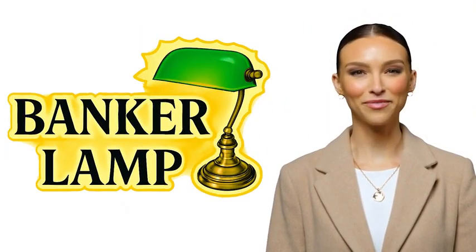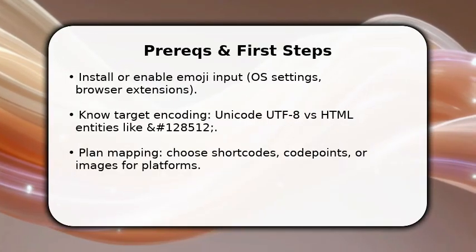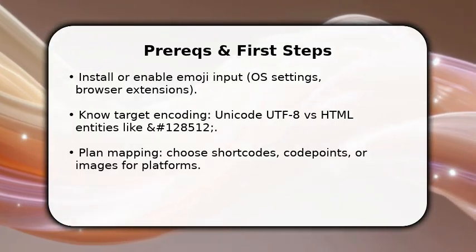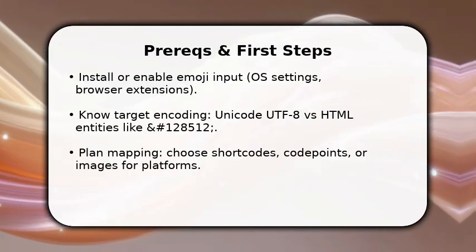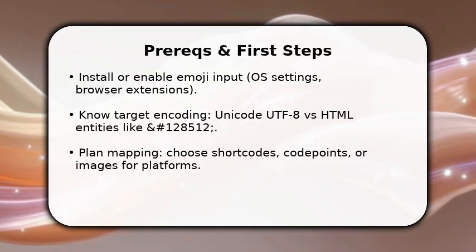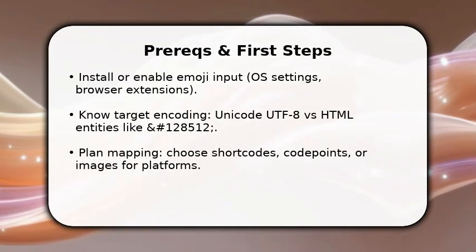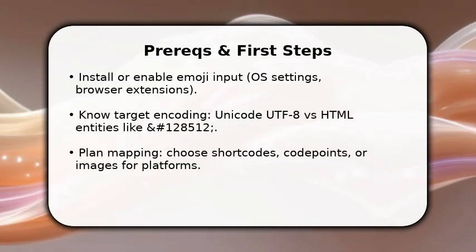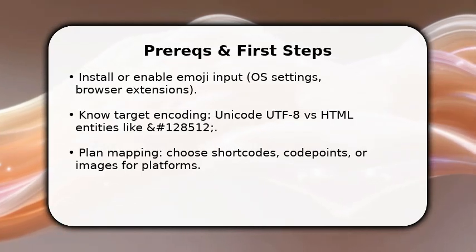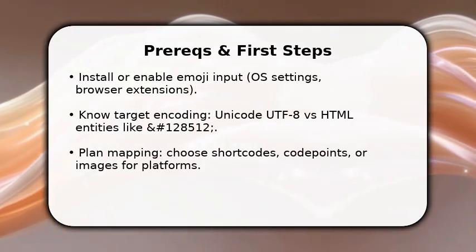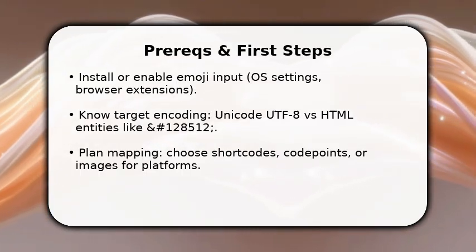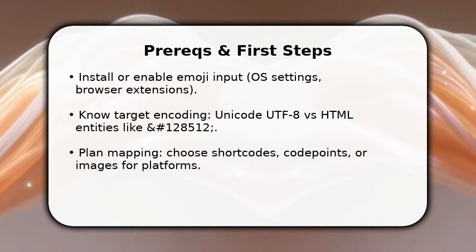Please enjoy the video. You start by confirming prerequisites. Make sure your editor and deployment use UTF-8 and that emoji input is enabled. Next, decide how you'll implement emoji: direct Unicode, HTML entities, or images, because each method affects rendering and size. Once decided, create a small test file with a few code points and preview in target browsers and apps. This validates fonts and fallback. Also check accessibility labels now, so screen readers can announce meaning correctly.